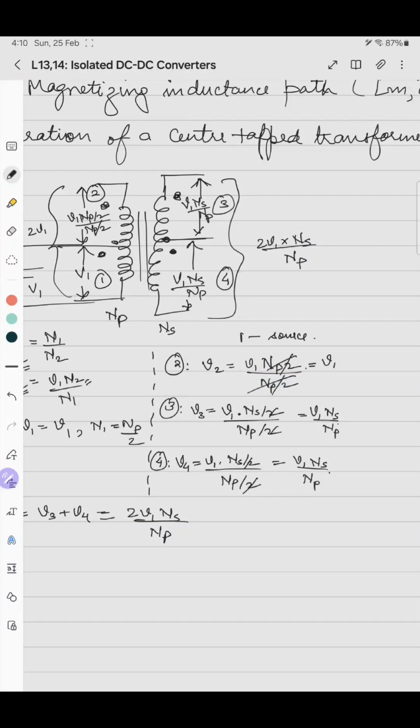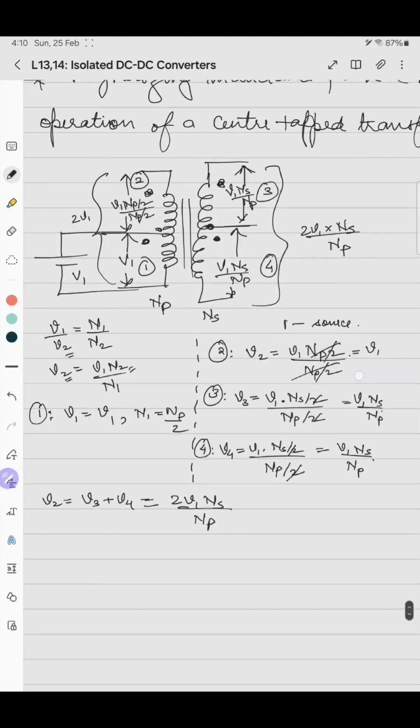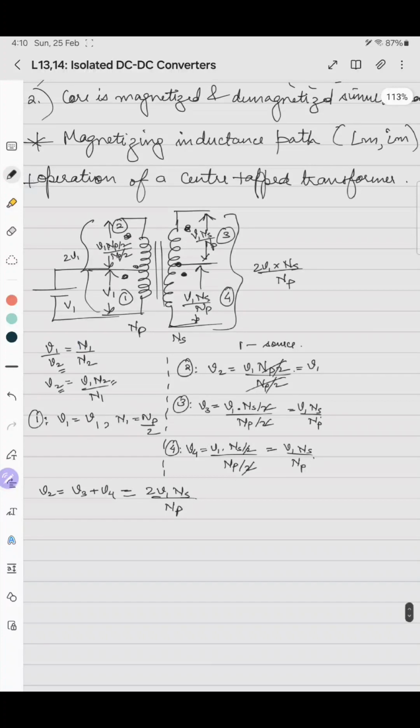So it means that on the primary side, if one winding is powered, the same voltage appears across the other set of primary winding itself. And at the secondary individual windings, the voltage induced is V1 into Ns by Np. So this we should keep in mind. This is the working principle of a center tap transformer.